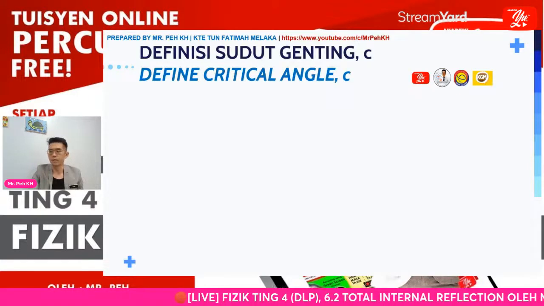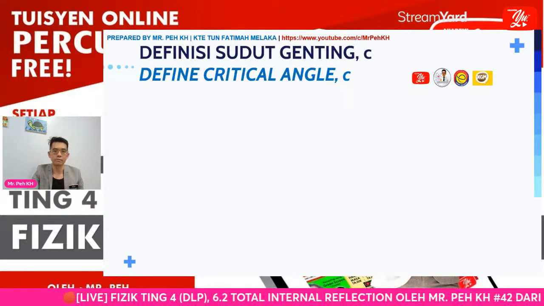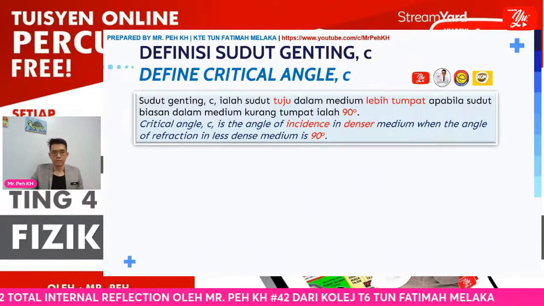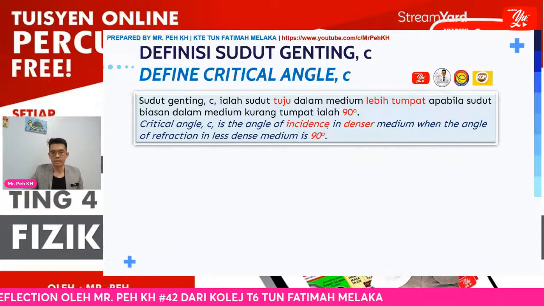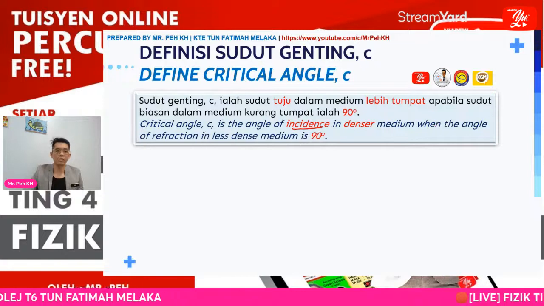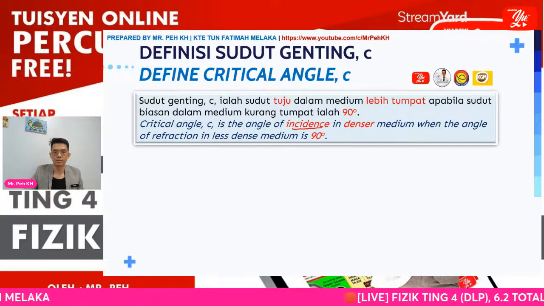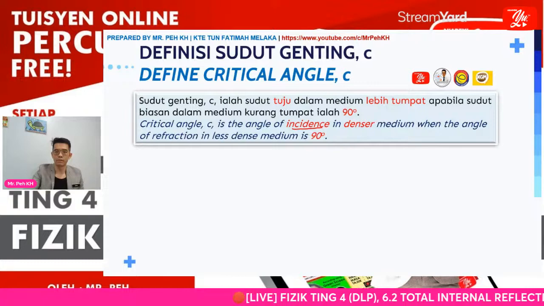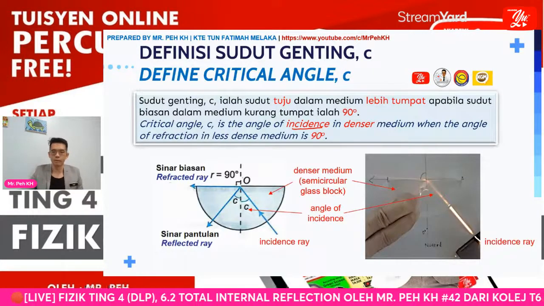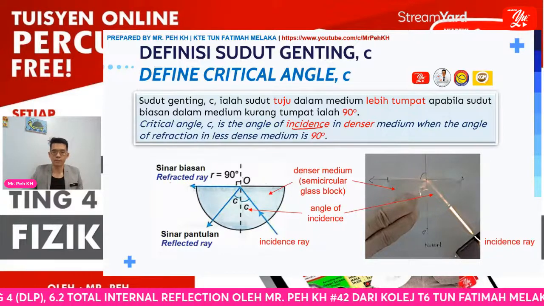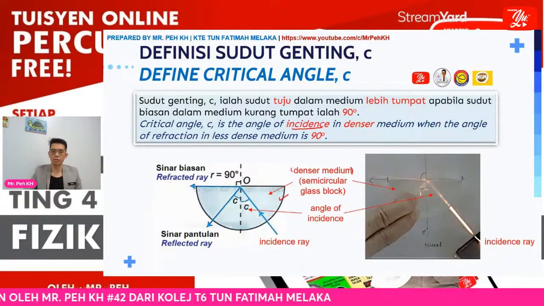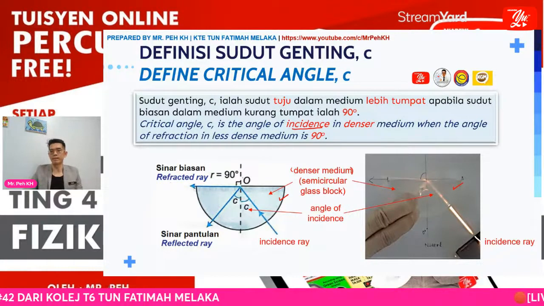Okay, so firstly, let us define the critical angle. The critical angle is the angle of incidence in the denser medium when the angle of refraction in the less dense medium is 90 degrees. So what is the meaning of this? You can look at this figure. Here the denser medium is the semicircular glass block, which is denser than the air.